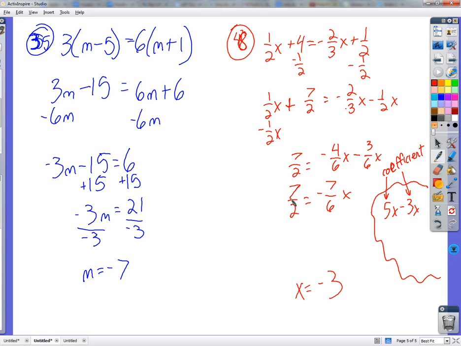We want to do the inverse of a negative 7/6. What's the inverse of multiplying by negative 7/6? Negative 6/7. If we multiply this by negative 6/7, oh, we get a positive. We'll get 42 over 42, and that'll be 1. Over here, multiply by negative 6/7. This 7 can cancel with this 7. So 2 can cancel with this 6, leaving a 3. Negative 3. x.